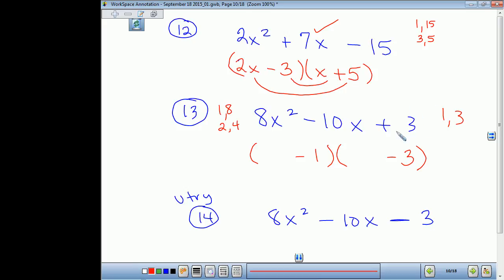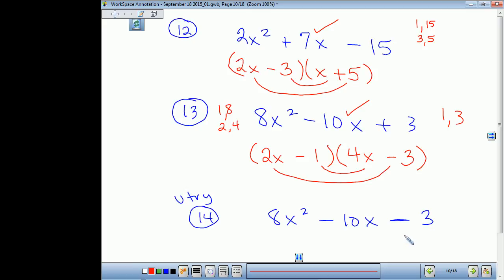So this was easier to deal with this time than the leading one, so I'm going to start here. Now I've got to figure out, is it 1 and 8 or is it 2 and 4? What do y'all think? I think 2 and 4. Okay. So if we put a 2 here and a 4 here, that gives me negative 6x and negative 4x. So that worked, makes negative 10x.